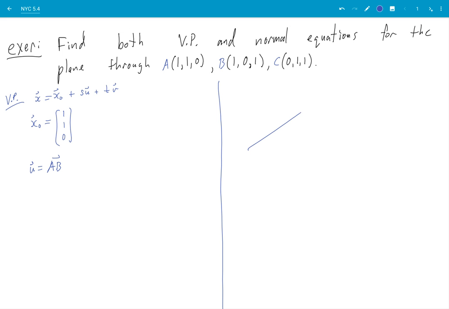I'll draw a picture over here, which I'll erase. Here's my plane. Here's A, here's B. So the vector that connects them, I draw my origin here, it'll be parallel to the plane. So pause and copy that. I'm going to erase it right now.